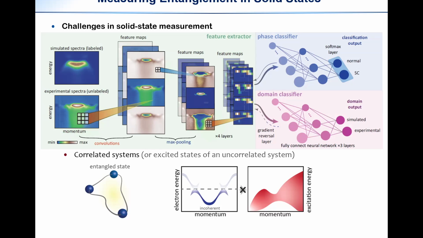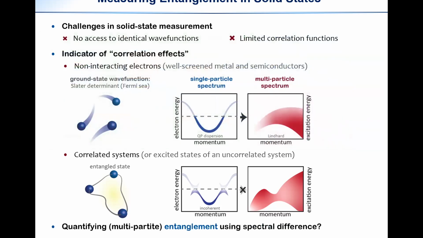Then you can classify fluctuating superconductivity from a long-range order superconducting state. I only want to mention this very briefly because it will be very different from the fundamental topic I will discuss. What I want to discuss in the next few minutes is how we can use the difference between two spectra to classify the multi-party entanglement in the many-body system.